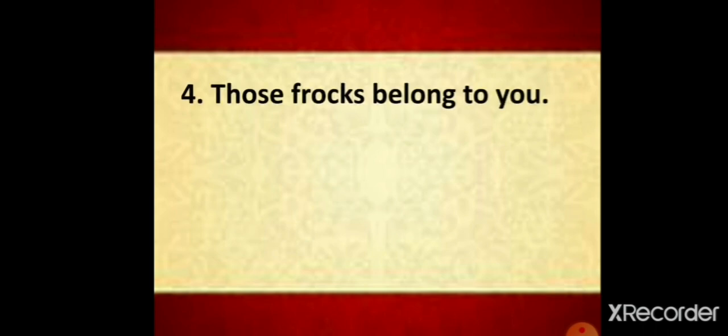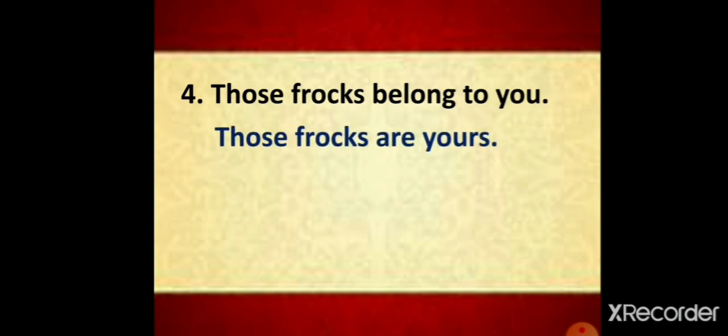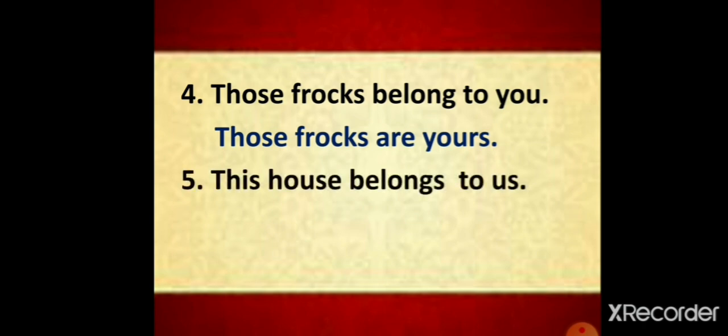The third sentence, fourth sentence. Those frocks belong to you. You से yours बन जाएगा and we'll remove belong to. और क्योंकि frocks हैं तो हम are use करेंगे. Those frocks are yours. Next, this house belongs to us. Okay, so us means हमें belong करता है, हमारा है. हमारा है means ours. Us से हम convert करेंगे ours में by removing belongs to. And this house, एक house है, that is why will use is. This house is ours. So this is the way you have to attempt exercise number 2.